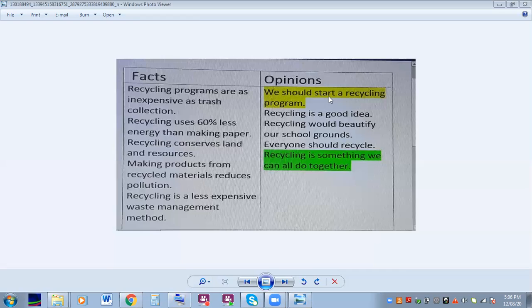They picked, we should start a recycling program, as a way to introduce to the reader what we're going to talk about. Excellent choice. So this is how we will lead our paragraph. This is how we will start it. Then they chose recycling is something we can all do together as a way to end our paragraph. So we chose this, the yellow sentence, as our lead and the green sentence as our ending.